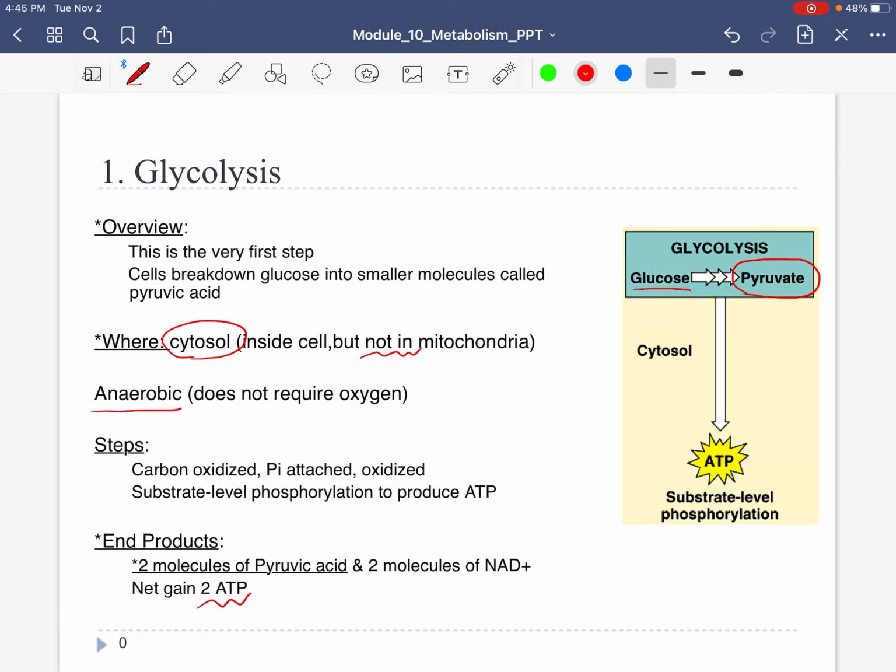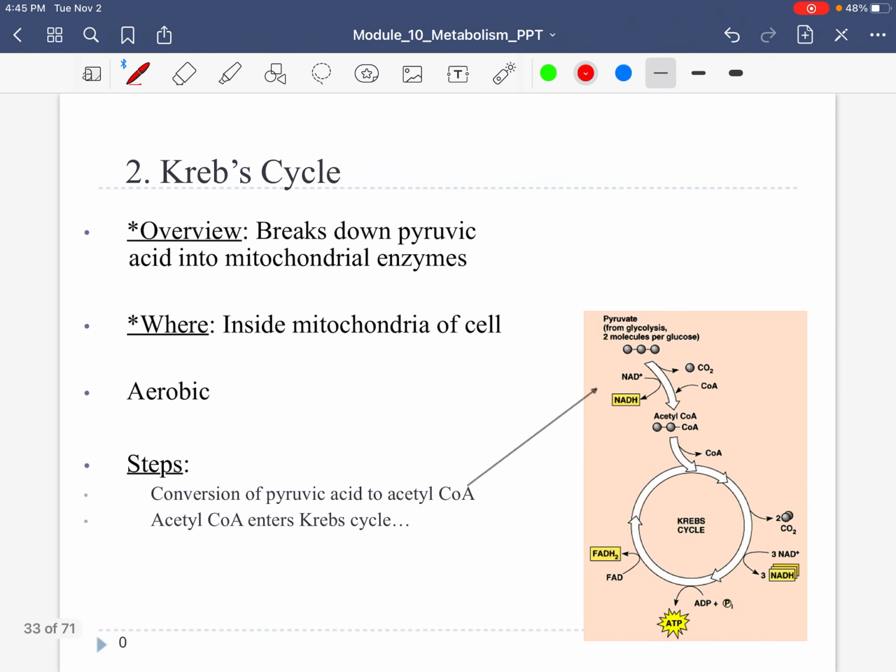Now, that first process actually gives us 2 ATP. So we bring in 1 glucose molecule, and just for this first step alone, we produce 2 ATP, but that's not enough. So we're going to keep going. Next, we go to step number 2, which is a group of chemical reactions called the Krebs cycle.